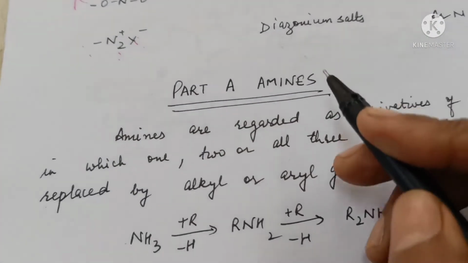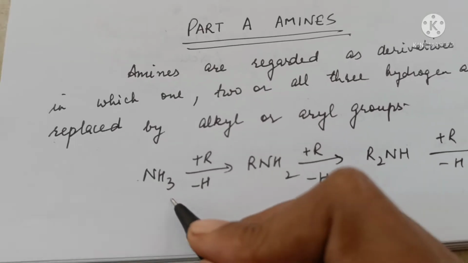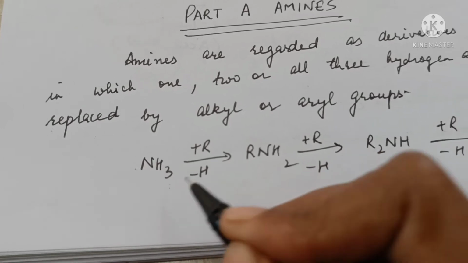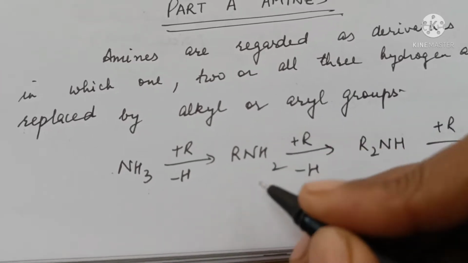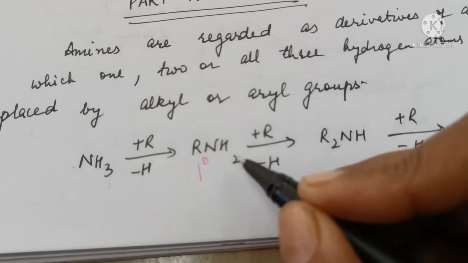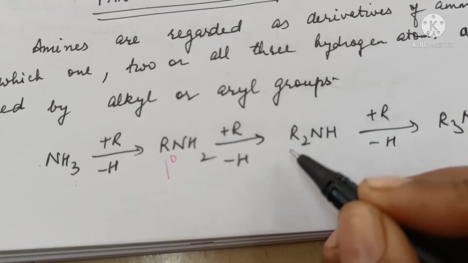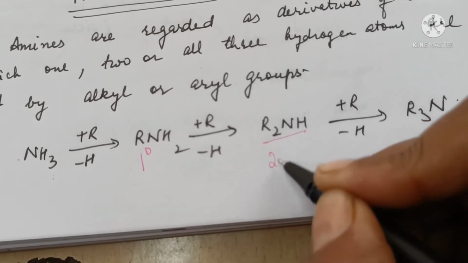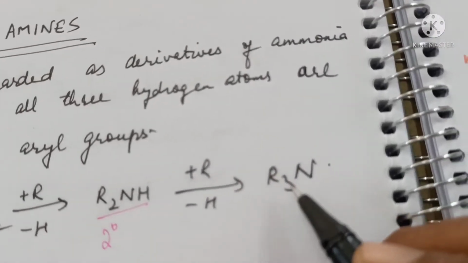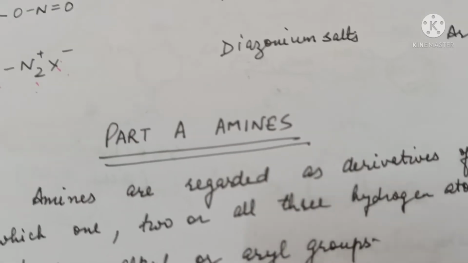So first part is amines. They are regarded as derivatives of ammonia. If we replace one hydrogen of NH3 with alkyl group, we get primary amine. If we replace another hydrogen of this primary amine with another alkyl group, we get secondary amine. And if the third hydrogen is also replaced with an alkyl group, we get a tertiary amine.